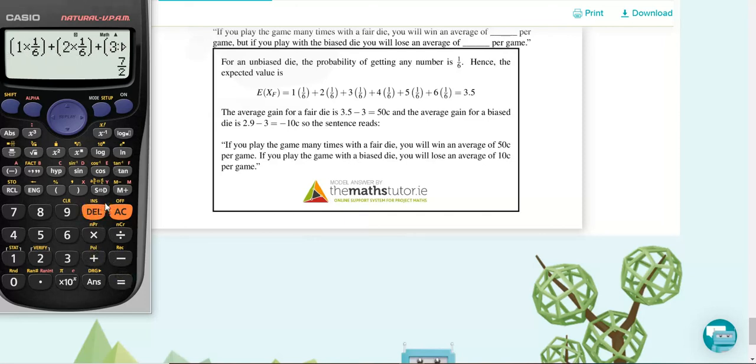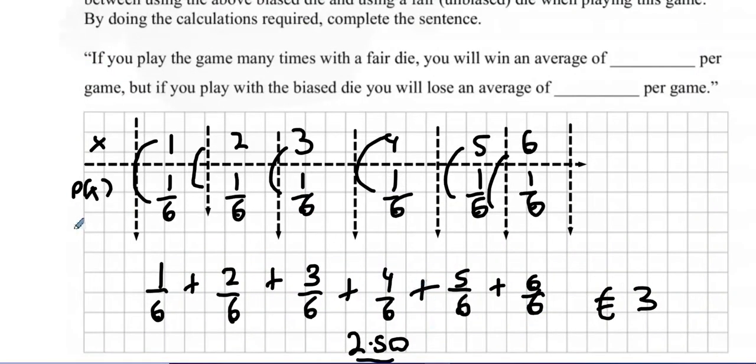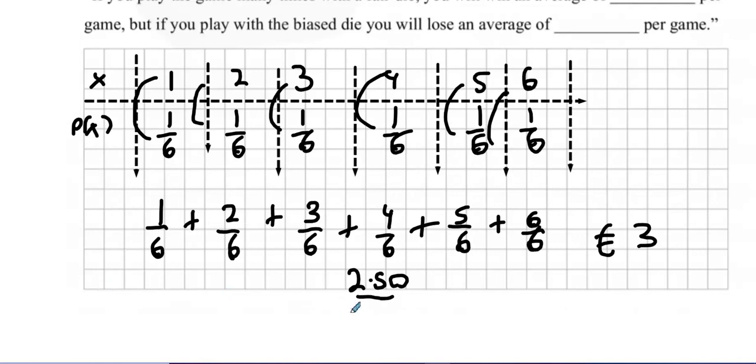It's actually €3.50, not €2.50, okay? So just got to be aware of that. €3.50, not €2.50. So be careful with the calculator. As I said, if you just add them individually, you might get better. So what happens is, on average with a fair dice, you'd win €3.50, but you'd pay €3 to play the game. So on average, you would win 50 cents a game.